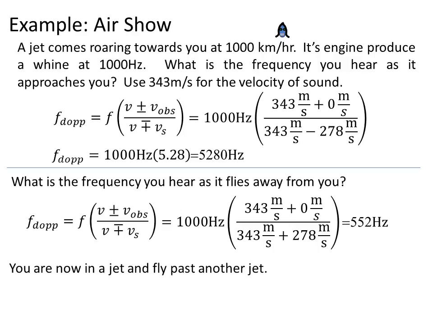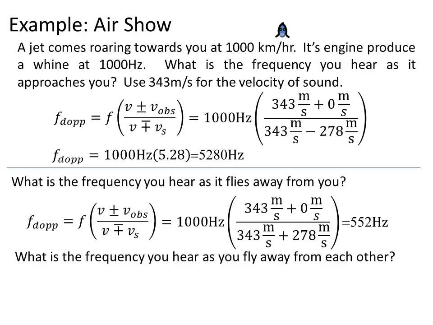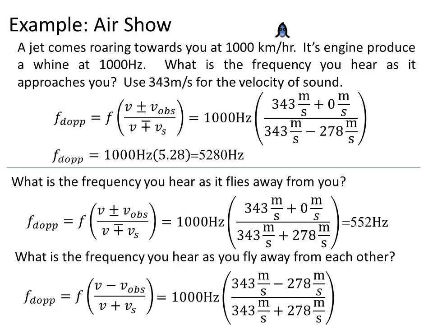Now imagine you're in a jet and you fly past another jet. So you do that sort of passing. What is the frequency you hear as you fly away from each other? Well, then we have to use the bottom parts of the formula. So we have v minus the v observer divided by v plus the v of the source. So it's 1,000 hertz times 343 meters per second minus 278, divided by 343 plus 278. And the answer is 105 hertz. So the sound is shifted down by almost a factor of 10 as you fly away from each other in the two airplanes.